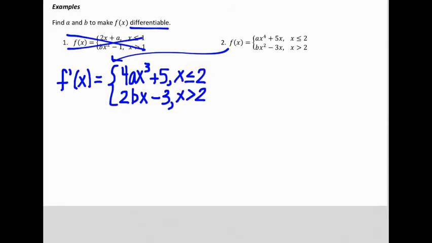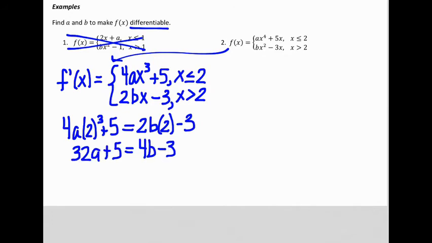Now, where this is split, at x equals 2, we can plug in the x as 2 and say that these slopes or these derivatives have to be equal. So plugging 2 into the top expression, 4a times 2 cubed plus 5 equals 2b times 2, plugging in 2 for x, minus 3. Let's simplify. And I still have two variables. There's an a and a b. So I'm not going to be able to solve just for one.